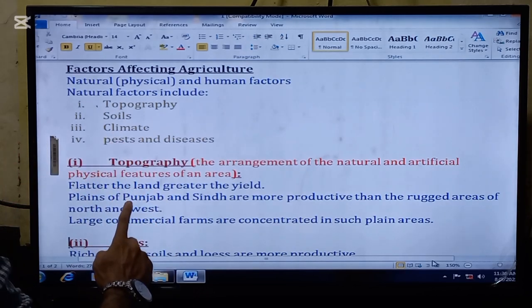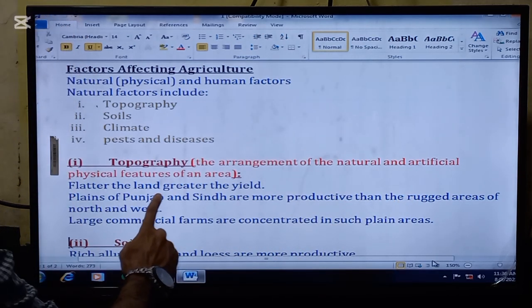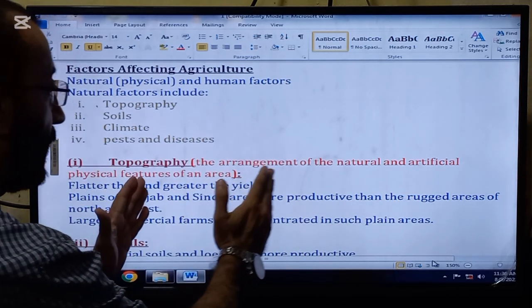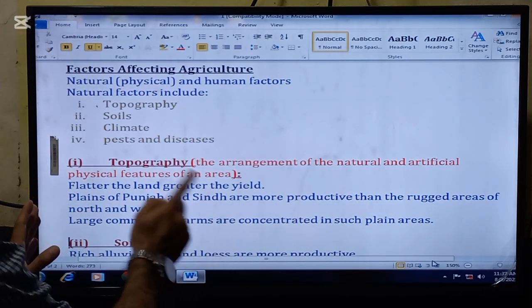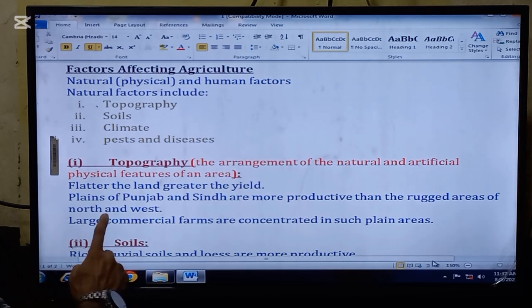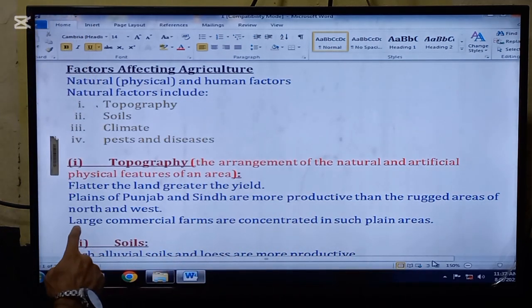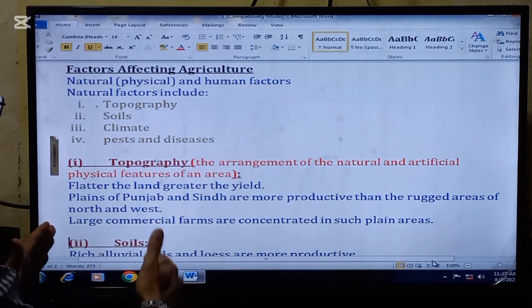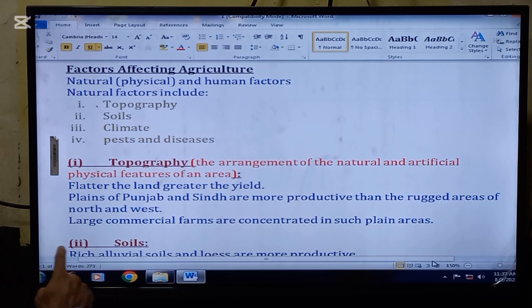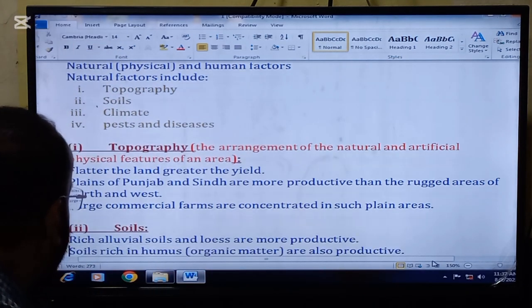So first, the topography. The topography stands for the arrangement of the natural and artificial physical features of an area. So the natural as well as the man-made features of an area are called topography. Flatter the land, greater the yield. Plains of the Punjab and Sindh are more productive than the rugged areas of the north and west. So it means flatter land gives the greater yield. So large commercial farms are concentrated in such plain areas.